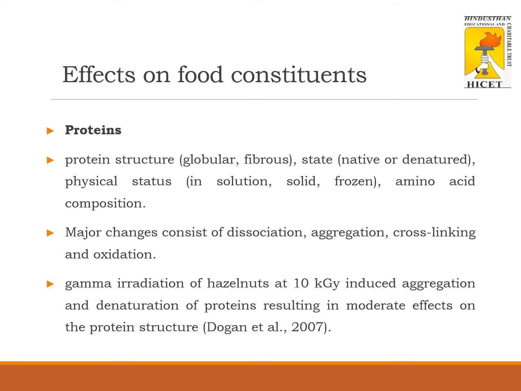Effects on food constituents. Protein structures are made up of amino acids. When irradiation occurs in foods, it changes the dissociation, aggregation, cross-linking and oxidation in the proteins. Gamma irradiation of hazelnuts at 10 kilogray induced aggregation and denaturation of proteins, resulting in moderate effects on the protein structure.